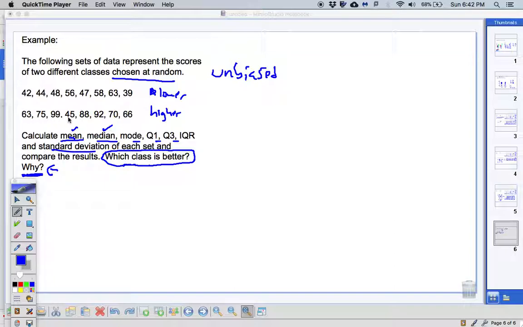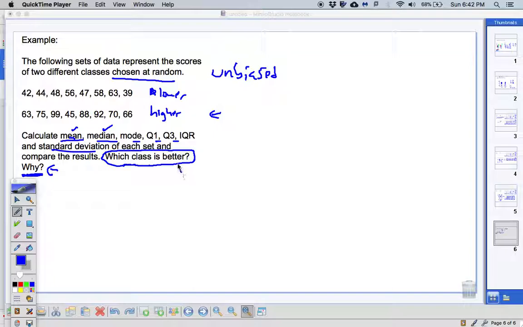This set of data, we have a 45 here. We also have a 92 here, and a 99, several 80s. So the mean in here is going to be somewhere around 70s, maybe 80s. So this one's going to be much higher. So since this is an unbiased sample and these grades are much higher than the other ones, I would make the argument that this bottom one is a better class.